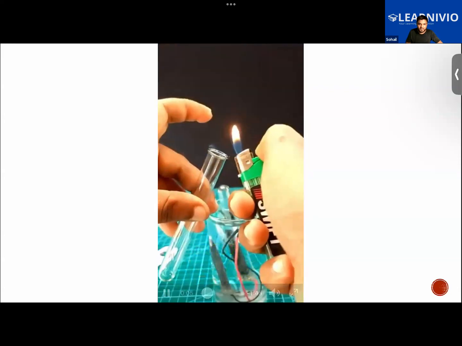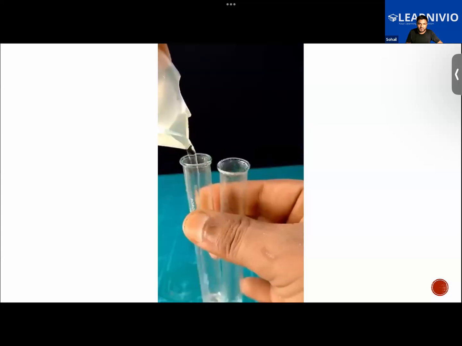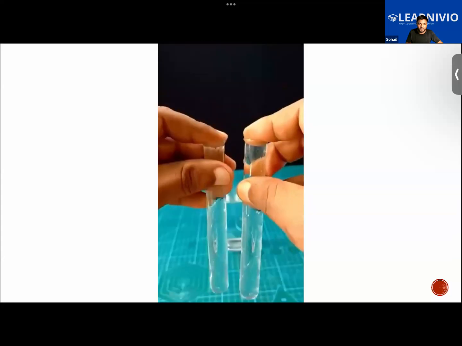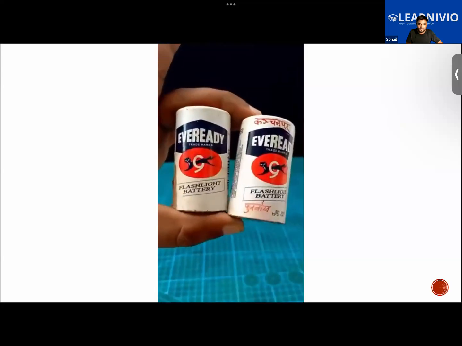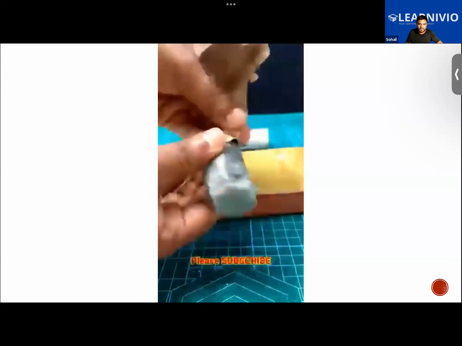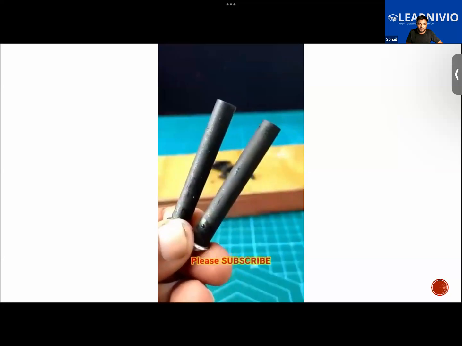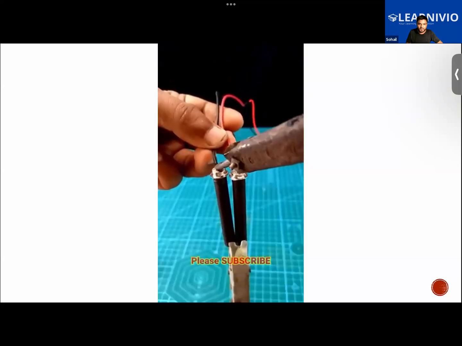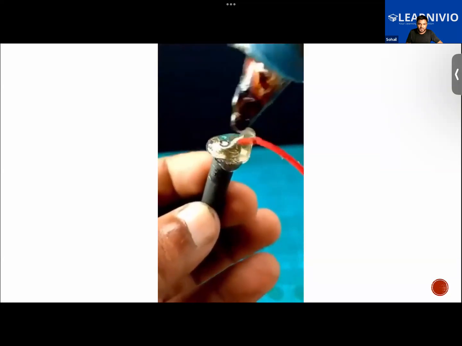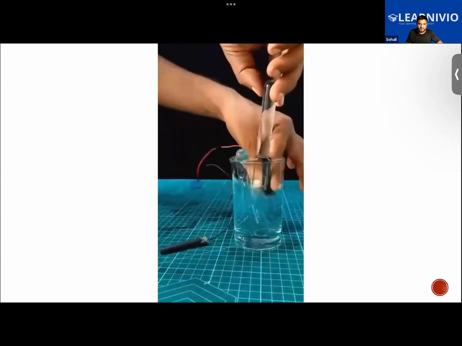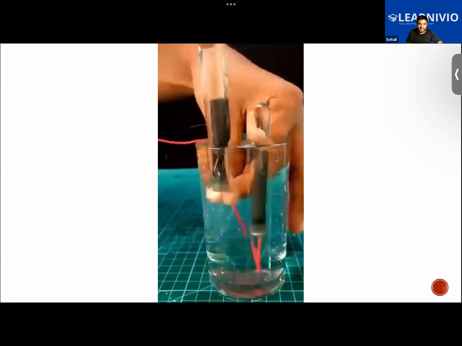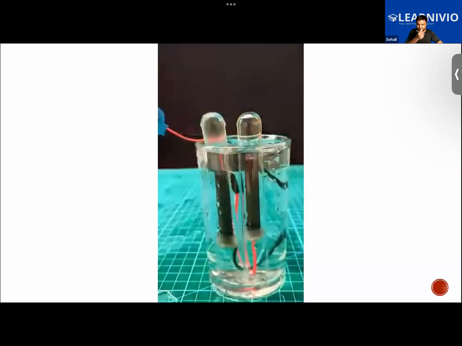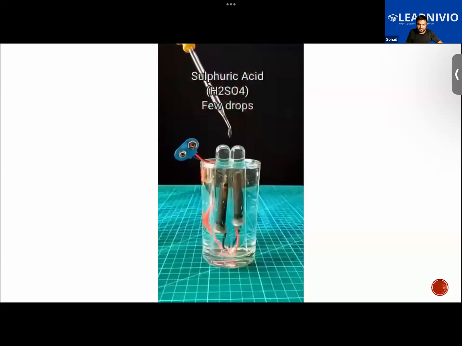That's the starting of the video. Now he has taken some water, 2 test tubes. Now he has taken these batteries and he is taking out the carbon rods. Okay. Now he's connecting those carbon rods with a battery. And notice how he's dipping those carbon rods into the test tube, inside the test tube.